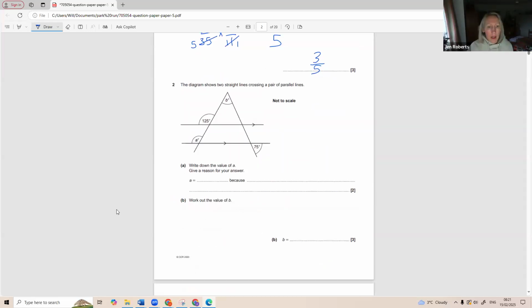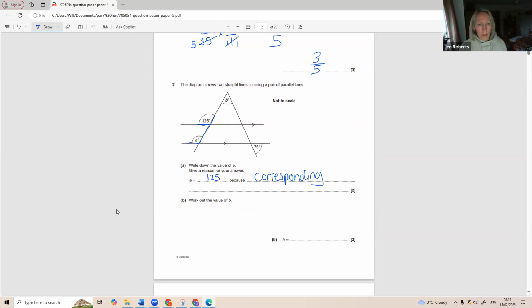Got angles and parallel lines. So A here, hopefully you've spotted, is 125. It's kind of like an upside down F angle, which the official name is because it's a corresponding angle. Work out the value of B.